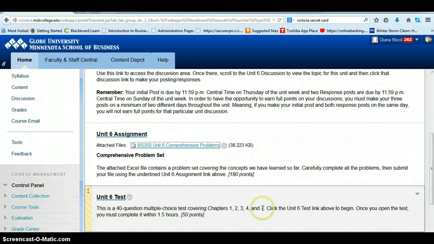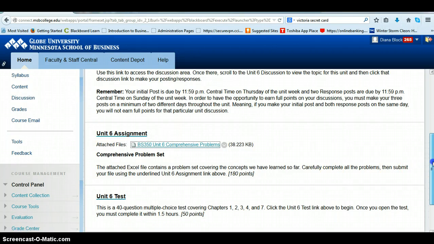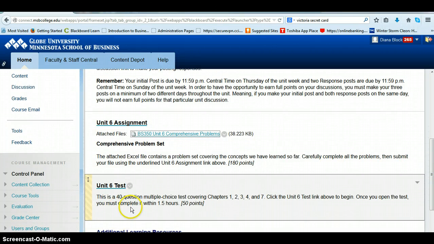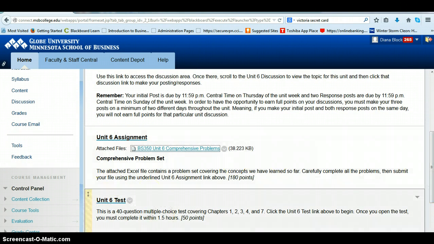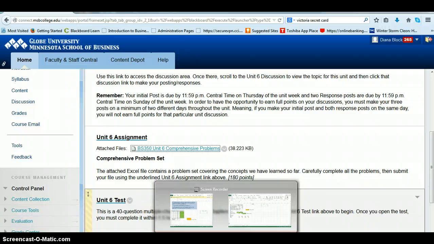And so I'm going to use this time this week to help you get started on the requirements for this week. So what I've got here is the test. It's a 40 question multiple choice test, and it is going to be a total of 50 points possible. So you'll want to study all the chapters that we've read so far for that. Then we've also got a set of comprehensive problems that you'll need to work on.